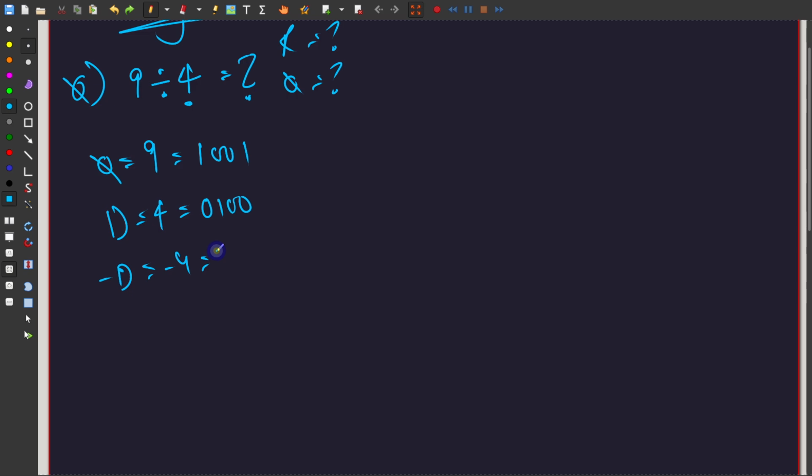So first we take the 1's complement, 1011, and add a 1 to that, which makes it 1100. So that is what the 2's complement is of D.